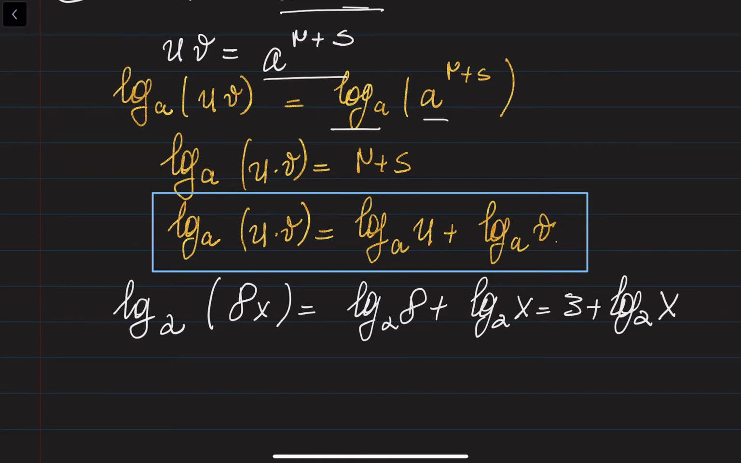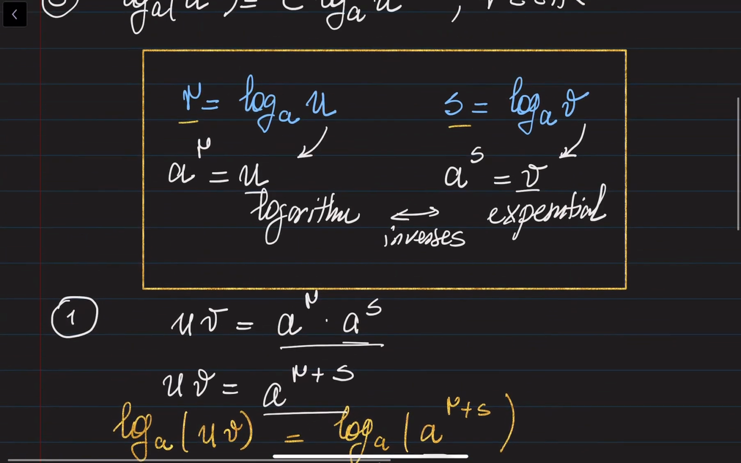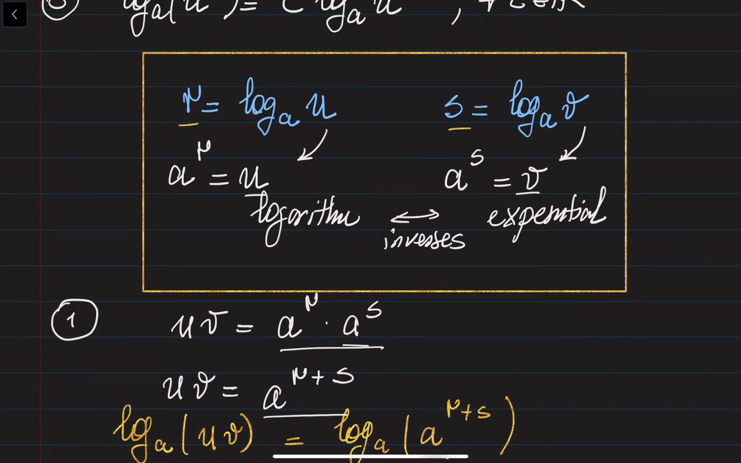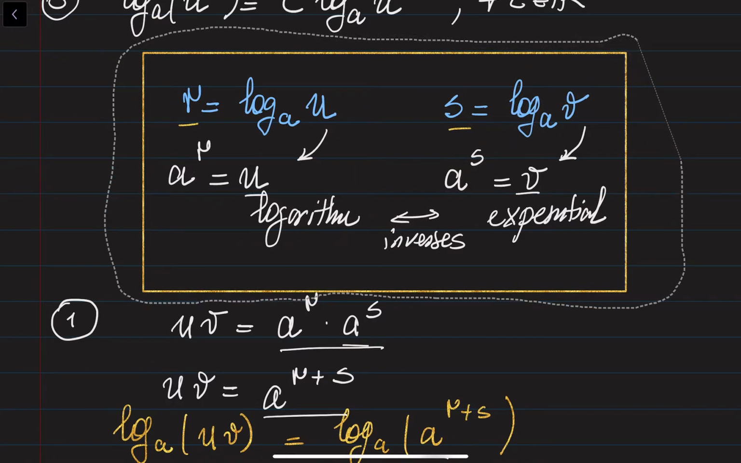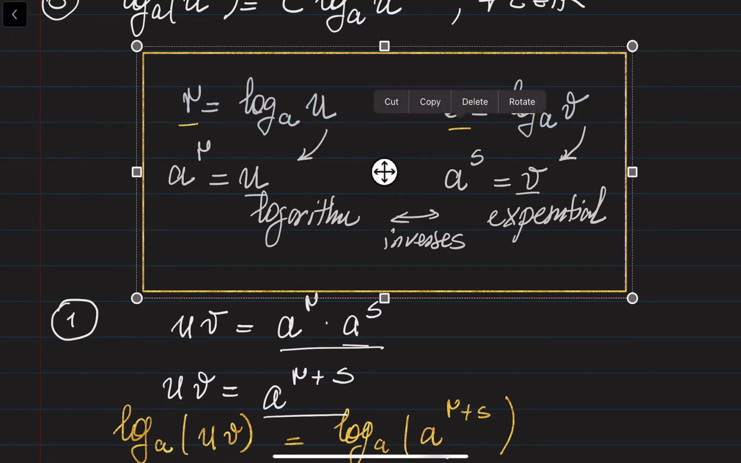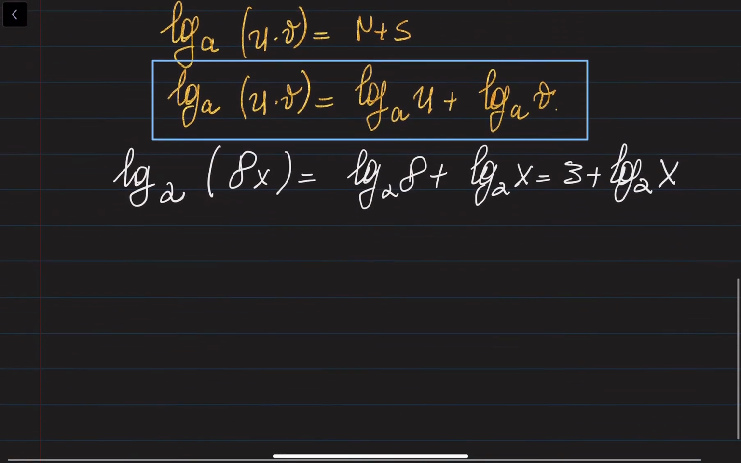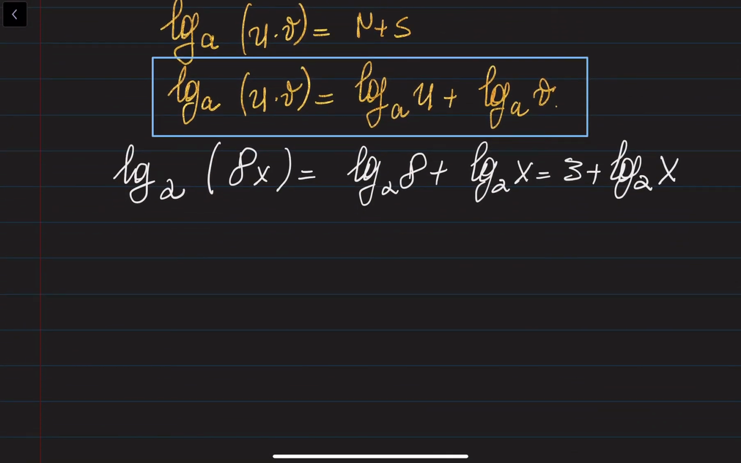So I'm going to use the same functions here. If you want, I can just copy them here. Let me just copy them, because we're going to use these definitions all the time. Okay, so now let's talk about the second property.